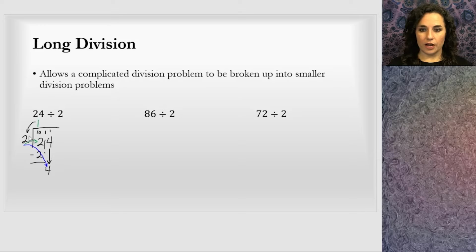We're trying to figure out how many times this 2 goes into the ones column. Well, you know the answer. 2 times 2 is 4, so I will put a 2 up here. And notice I'm getting 12, which is what I expected.